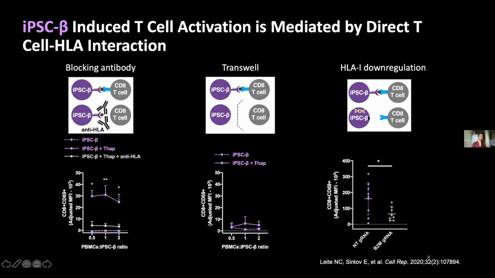What we found is that with all the approaches, when you prevent direct T cell HLA interaction, you have reduced T cell activation, represented here by the white line, and here and here. So what we learned from this experiment is that the T cell activation induced by the iPS beta cells is mediated by TCR engagement.